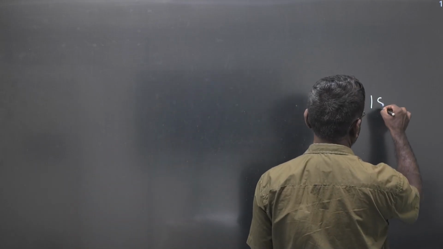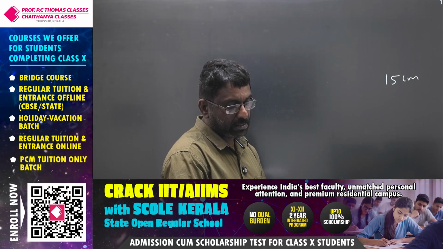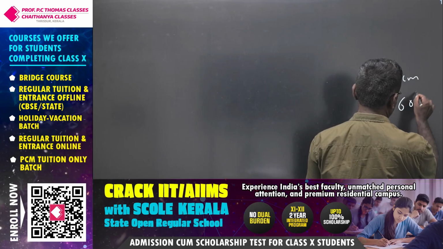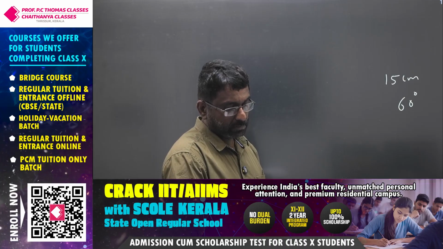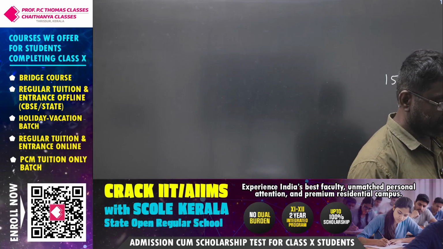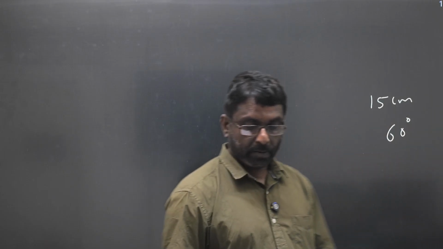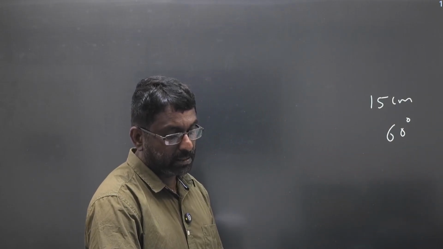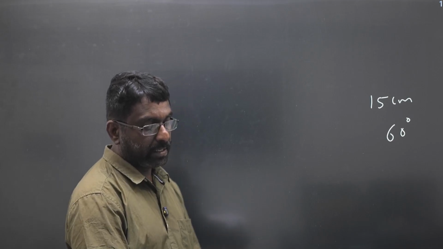Another question. A chord of a circle of radius 15 centimeter subtends an angle of 60 degree at the center. Find the areas of the corresponding minor and major segments of the circle.